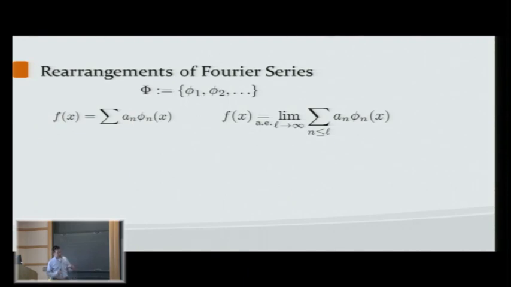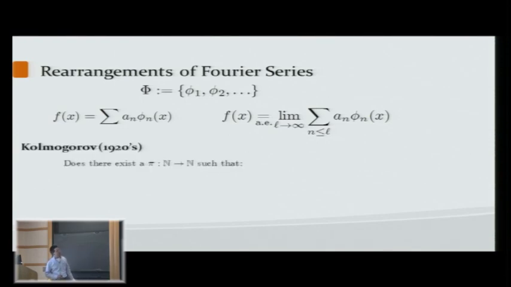But this is a fact that's very specific to the ordering of the trigonometric system. The trigonometric system gets an ordering from the integers, and this is very specific to that ordering, and it's in fact known, going back to the 1920s, that you can reorder the trigonometric system in a bad ordering such that almost everywhere convergence fails for functions in L2.